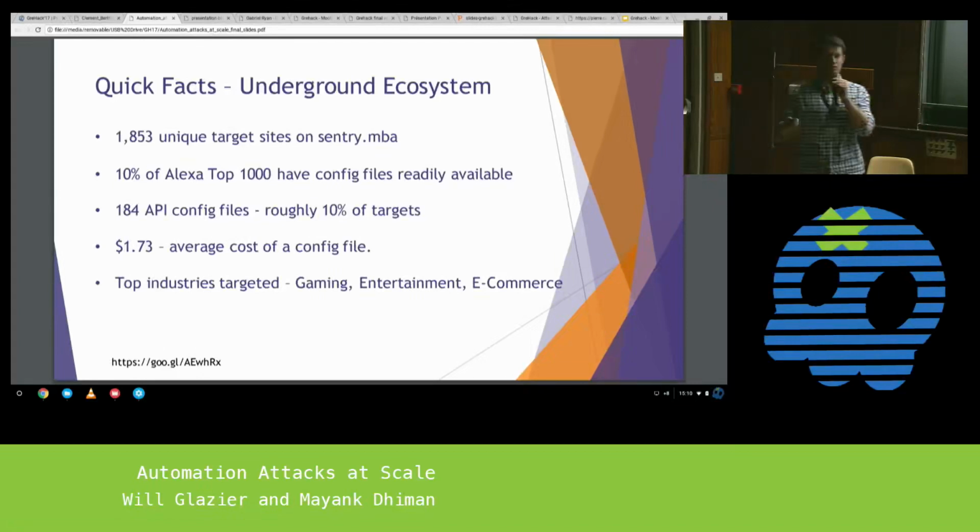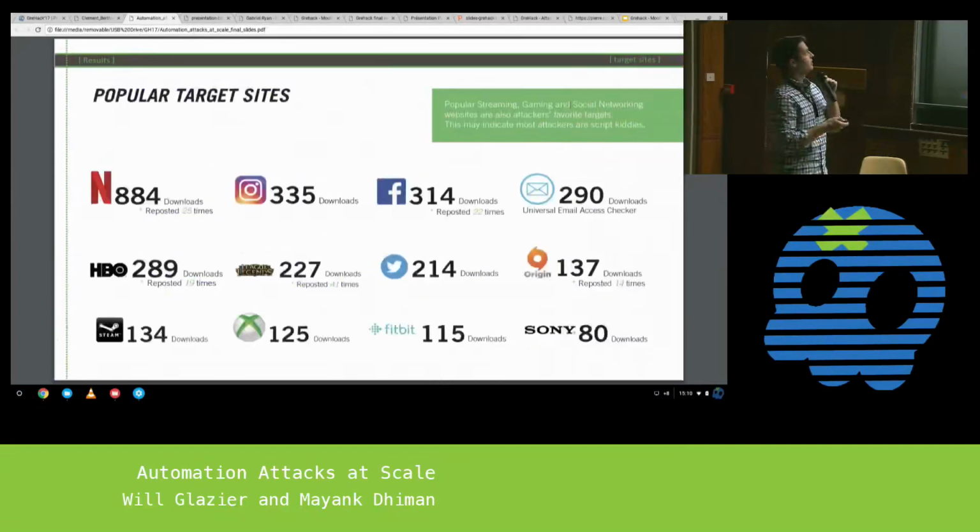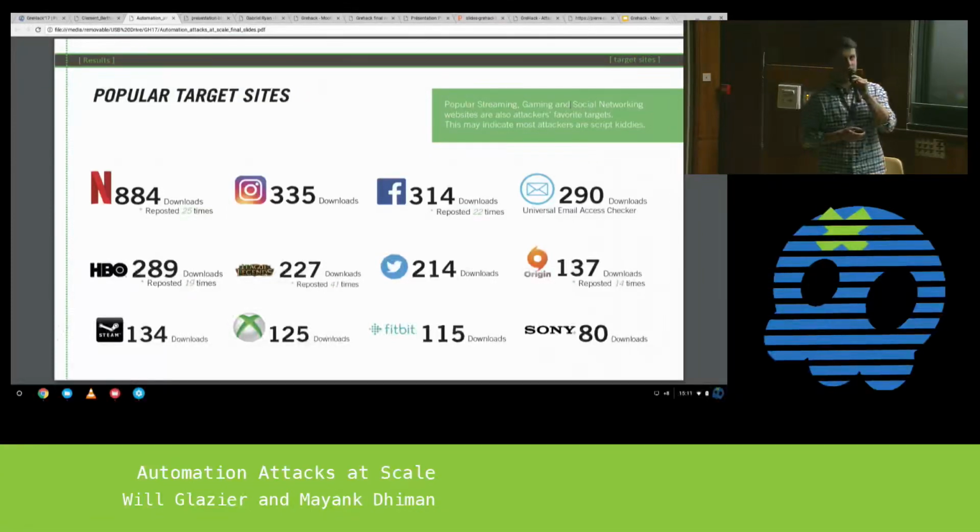And it's not just your web traffic either. 10% of config files here are configured for APIs. They could be a legacy API, a mobile login API, et cetera. Here's a screenshot from our report of popular target sites. You probably recognize most all of these. Netflix, Instagram. Just think of what a 15-year-old boy would want to crack into, and you probably get your answers.